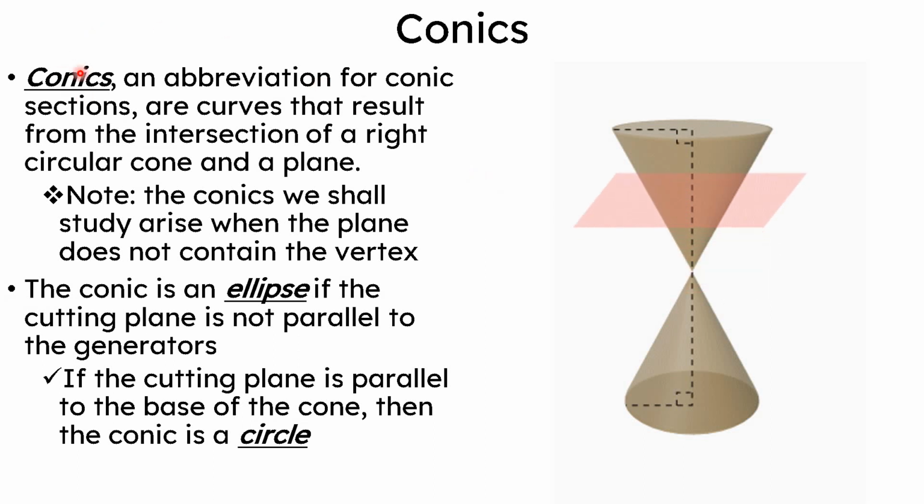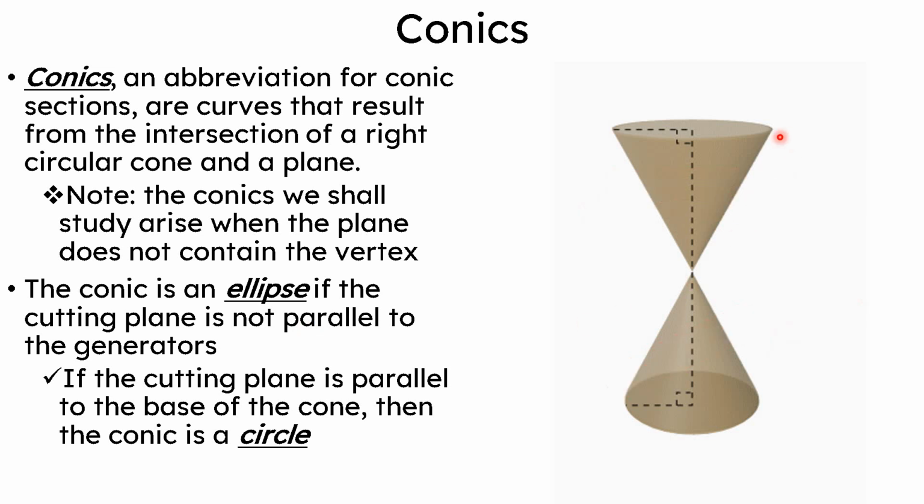So, the conics, an abbreviation for conic sections, are the curves that result from the intersection of a right circular cone, this part of the cone here, and then a plane, which is this one here. So, note that the conics we shall study arise when the plane does not contain the vertex. Later on, we're going to see what happens when the plane intersects or contains the vertex of our two cones. So, the conic is an ellipse, as seen here in this GIF, if the cutting plane is not parallel to the generators.